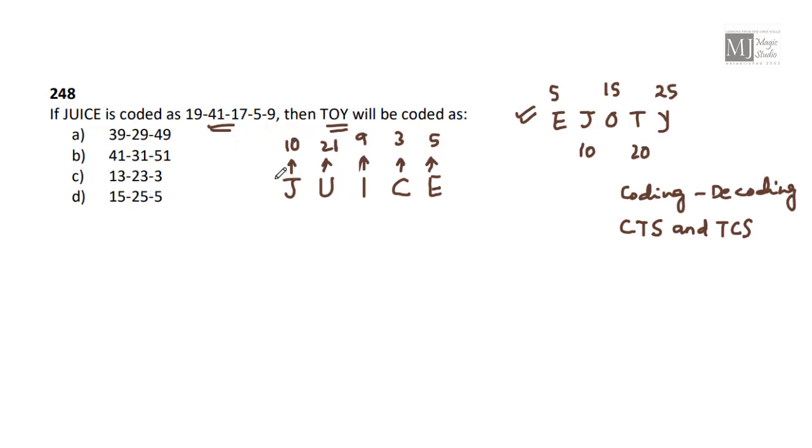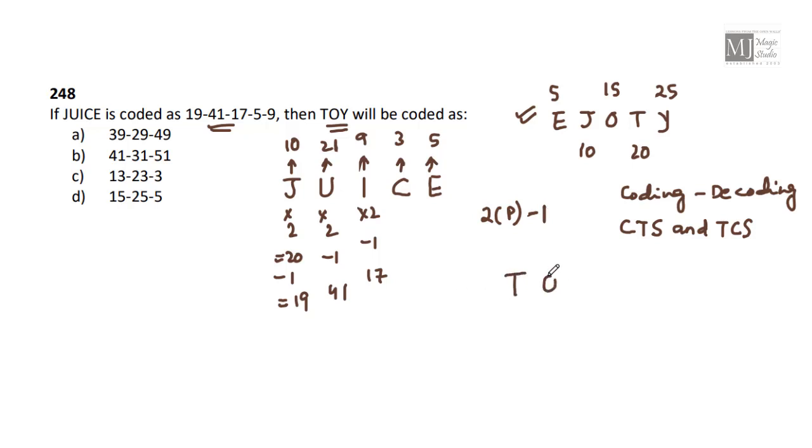It is clearly giving us a hint that it is multiplied by 2, then it becomes 20, and then subtracted 1, it becomes 19. 21 into 2, 42, minus 1 is 41. 9 into 2 is 18, minus 1 is 17. That means the code works like 2 into the numeric position minus 1.